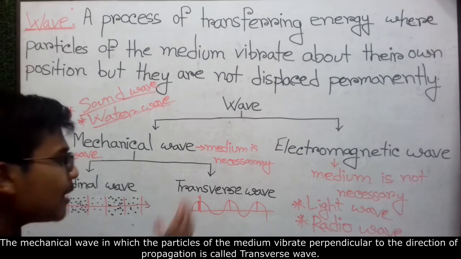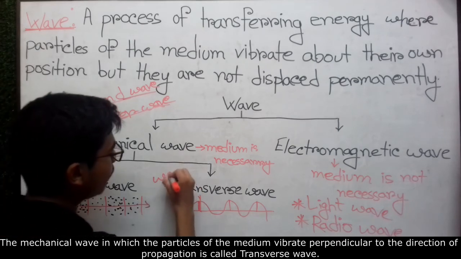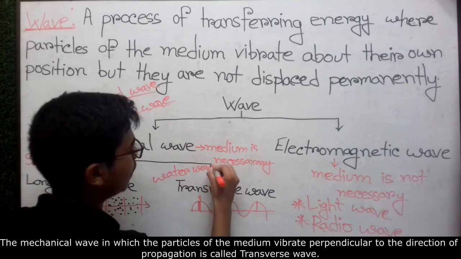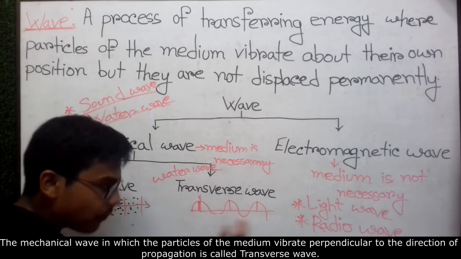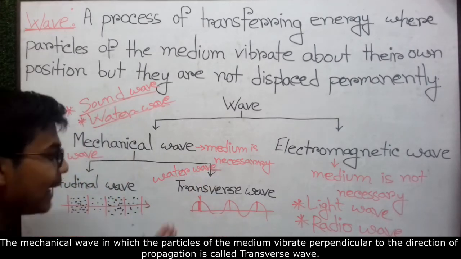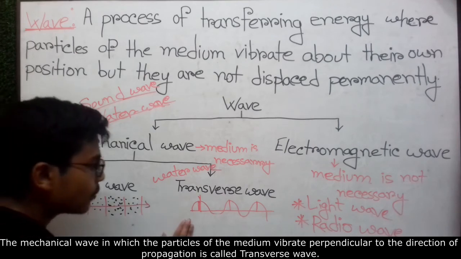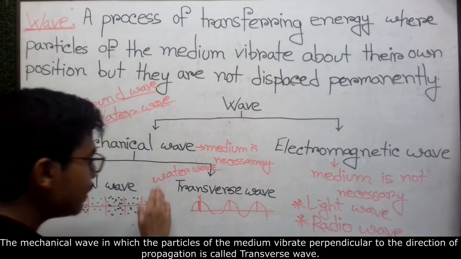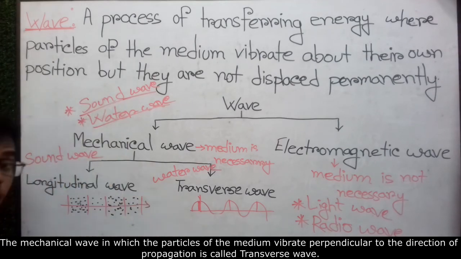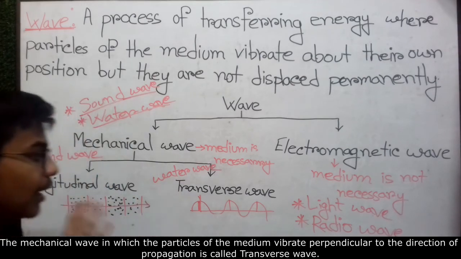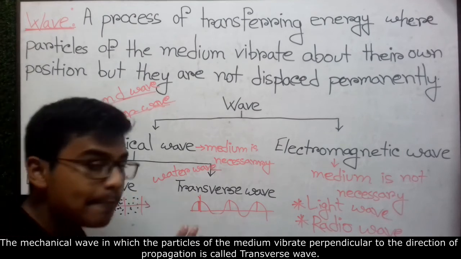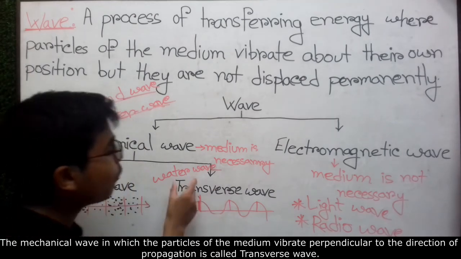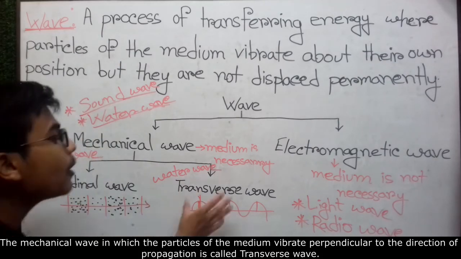And what's the example actually? That is water wave. This kind of wave we can see in water. So the example of a transverse wave is water wave. That means in water wave, the particles of the medium vibrate perpendicularly to the direction of propagation. That's why water wave is an example of transverse wave.